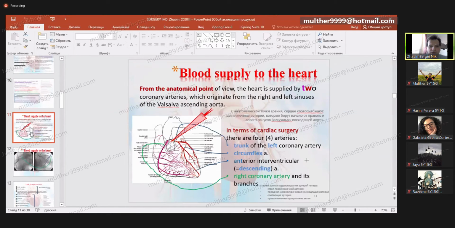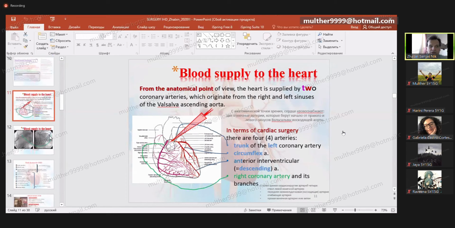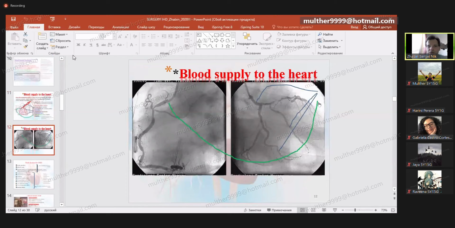Here we present the topic: localization of the left and right coronary artery, the blood supply of the heart. On the coronarography, we can see the clinical pictures. It's the left and right coronary artery.